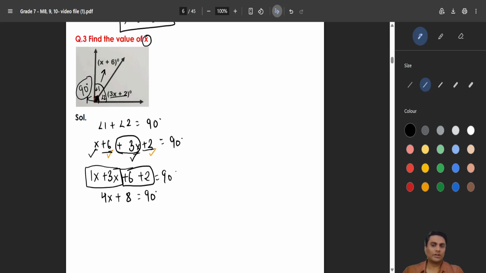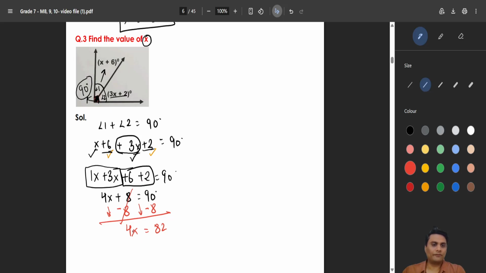Let's solve this. For the plus 8, I will do minus 8 as I told you before. Minus 8 on both left and right side. 8 minus 8 is 0. The 8 is gone. The 4x will come down. The equal will come down. 90 minus 8, 82 will come down. Yes?